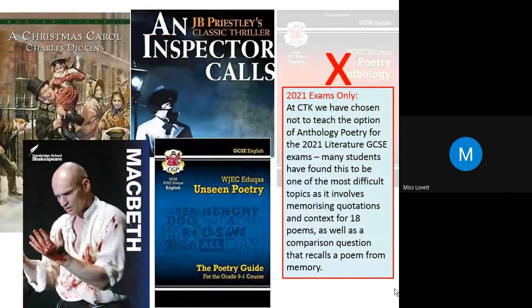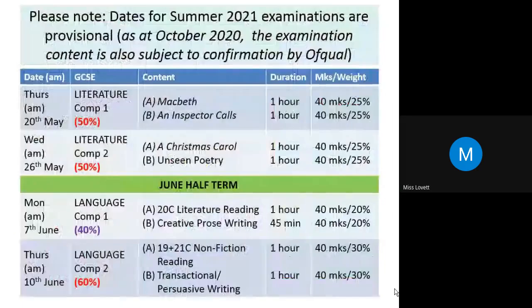On the left are the literary texts that we will be focusing on for Year 11 this term and through into the new year: A Christmas Carol, An Inspector Calls, Macbeth, and Unseen Poetry. For the 2021 exams only, we have chosen not to teach the option of anthology poetry. Many students have found this to be one of the most difficult topics, as it involves memorising quotations and context for 18 poems, as well as a comparison question that recalls a poem from memory. So we have decided to focus instead on the other 4 literary texts.